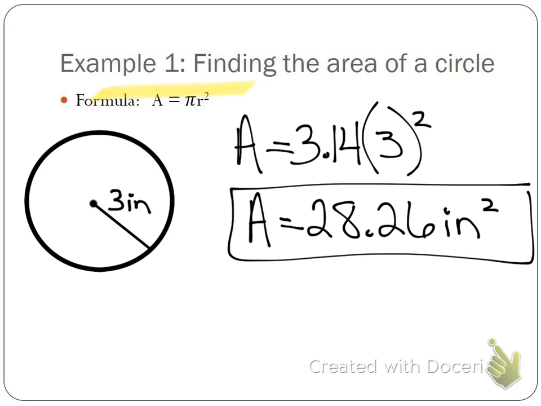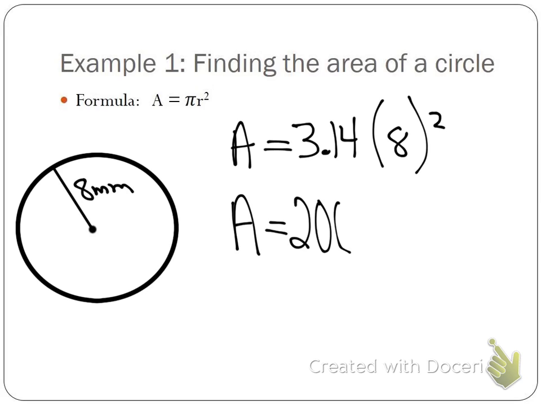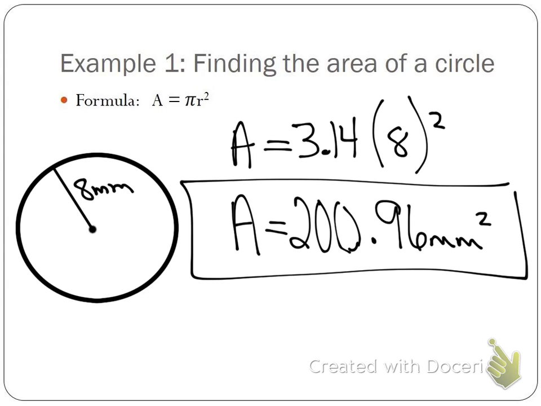And that's how you find the area. Okay, so you take the radius, you square it, and you multiply it by your pi value. All right, so now we're solving another one. Find the area with the radius of 8 millimeters. All right, so remember, we square the radius first, then multiply by 3.14. Who got 200.96? We got 200.96. Any questions, guys?